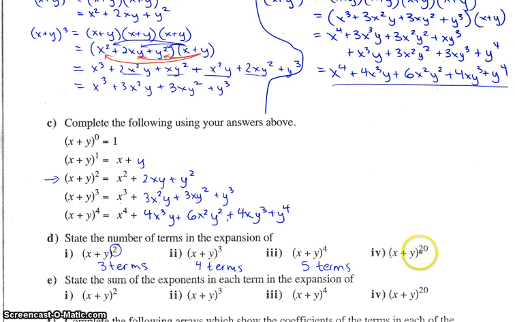So what would you guess if our exponent was 20? How many terms would we have? Yep, you got it, 21 terms. So in other words, the number of terms is 1 more than the exponent.